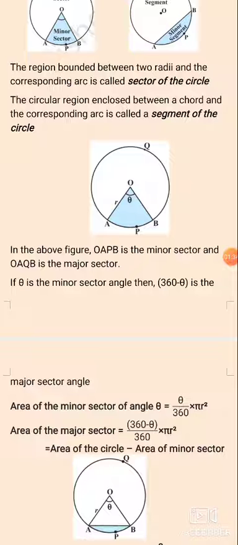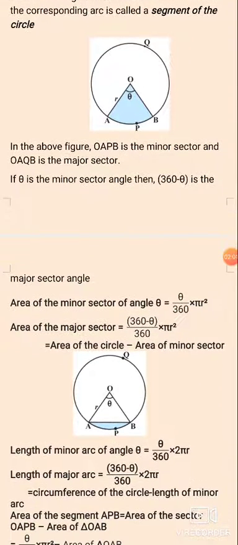Now, next one, area of the major sector, where 360 minus theta is the major sector angle. So, the area of the major sector is 360 minus theta by 360 into pi r square. Or we can write another way, that is the area of the whole circle minus area of the minor sector. Now the next one is the length of the minor arc of angle theta, that is arc APB. The equation is theta by 360 into 2 pi r.